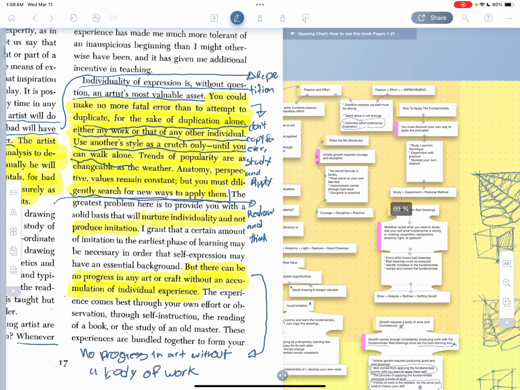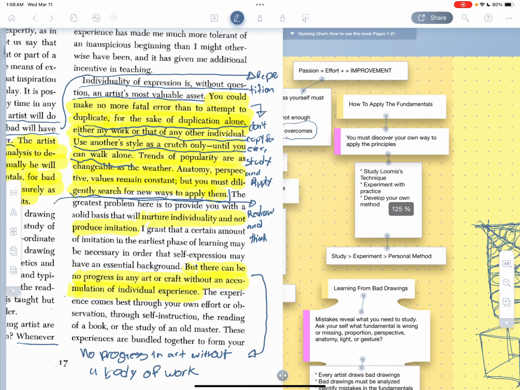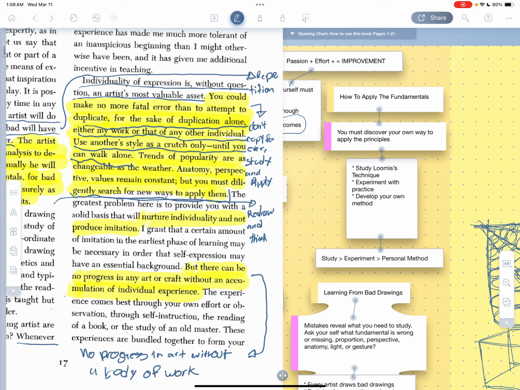All right. To apply the fundamentals, you must discover your own way. Apply the principles. Study Loomis's techniques, experiment with practice, develop your own method of practice. Study, experiment, personal method.